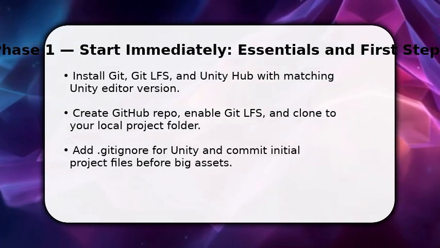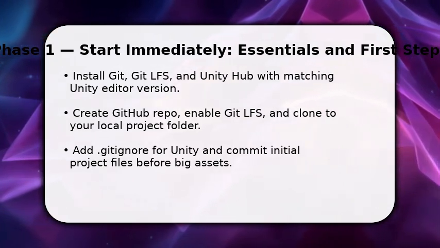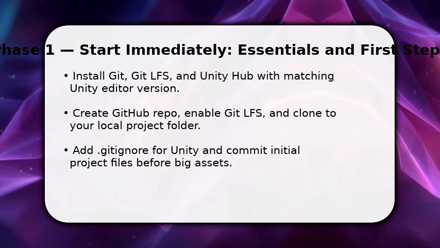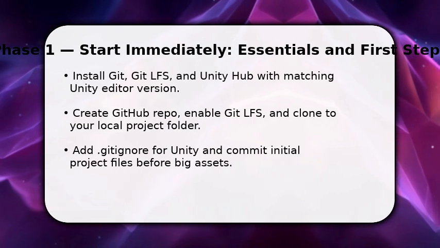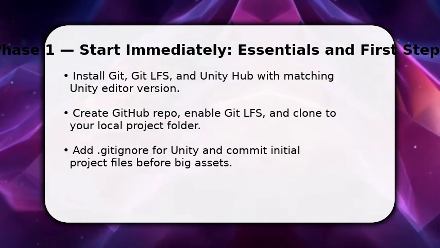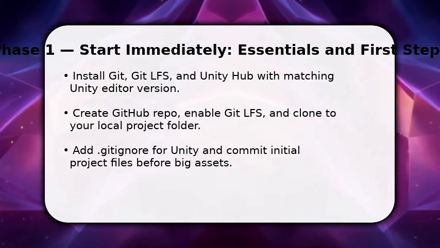Once done, run git lfs install and track common asset types like *.psd and *.fbx. Commit a minimal set: ProjectSettings, Assets, no Library, and Packages. This first act prevents massive repo bloat and makes collaboration reliable from the outset.